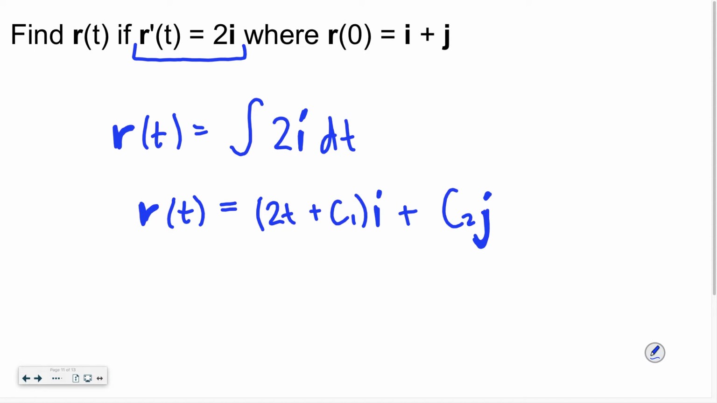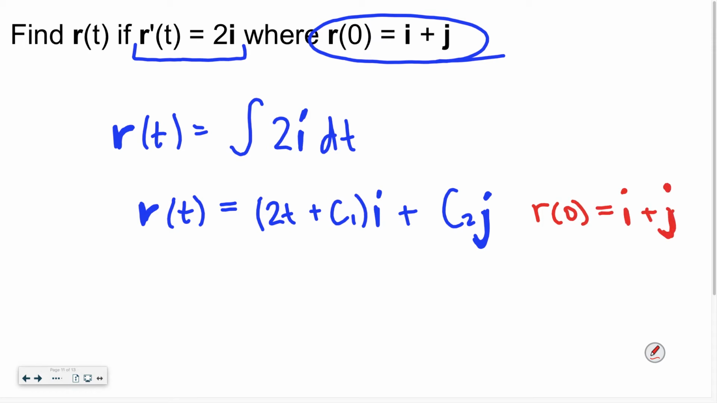So now we know that r of 0 is the vector 1, 1. We need to find c. So if r of 0 is the vector i plus j, what is C2? It's gotta be 1. This constant needs to be 1 because of this stipulation right here. Now, if our horizontal component is 1, when we plug in 0, what is C sub 1? 1. So the C's are both the same in this example.